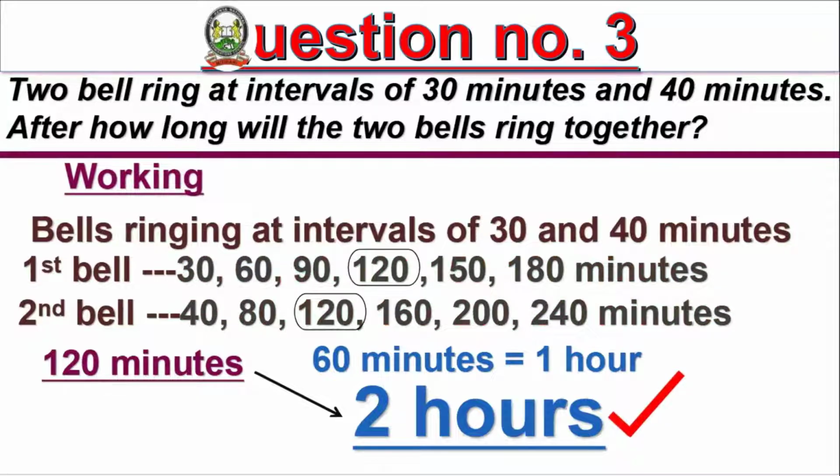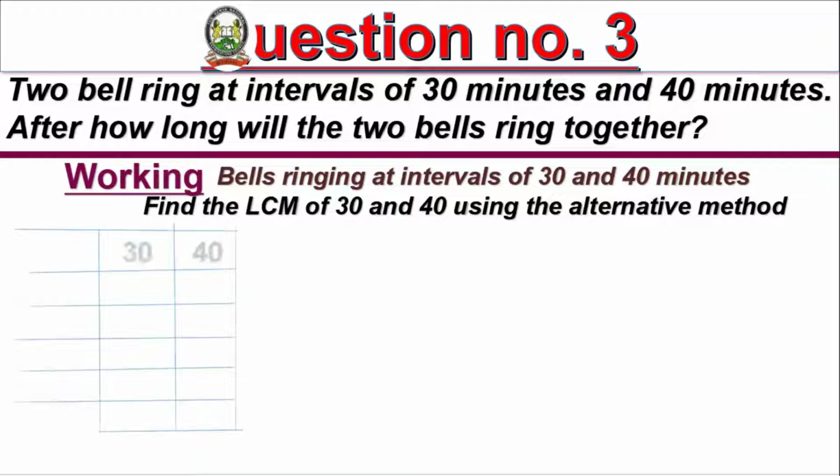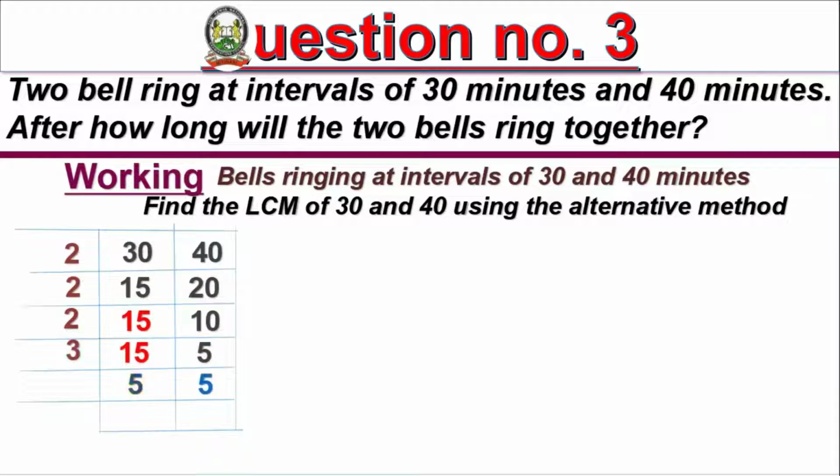Alternatively, you can also use the LCM alternative method. So based on intervals of 30 and 40, find the LCM of 30 and 40 using the alternative method. So right here, 30 and 40, then you start by 2, gives me 15 and 20. By 2 again, gives me 10. By 2 again, gives me 5. 15 does not divide by 2. Then we go by 3, 5 by 5, and by 5, 1, 1.